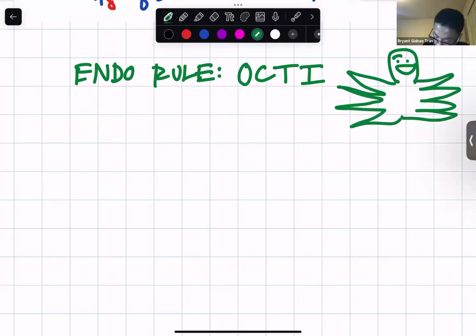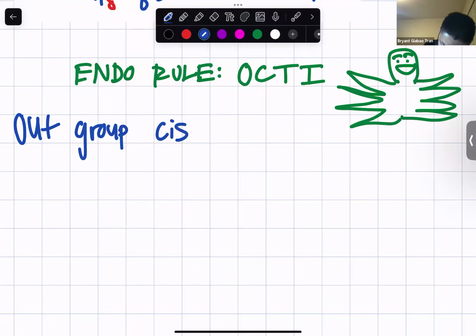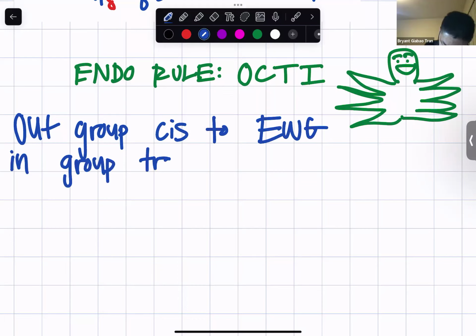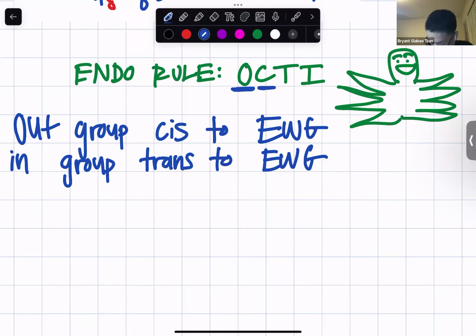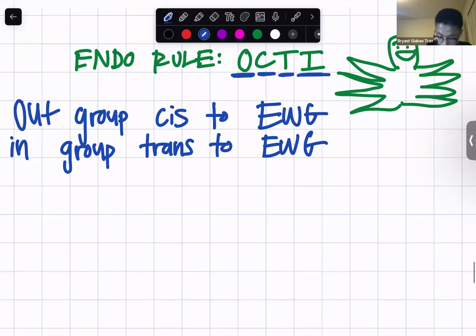The out group cis to EWG, in group trans to EWG. And I'll show you what out group and in group is, but octi: the O is out group, the C is cis. Out group, cis to EWG. The I is in group trans to EWG.